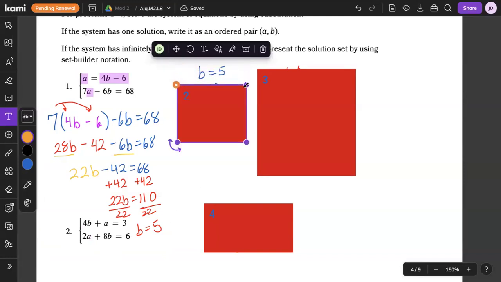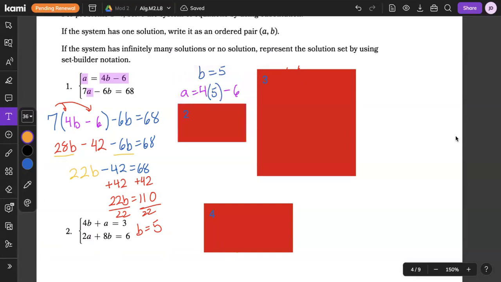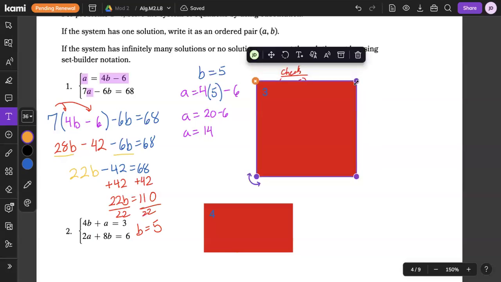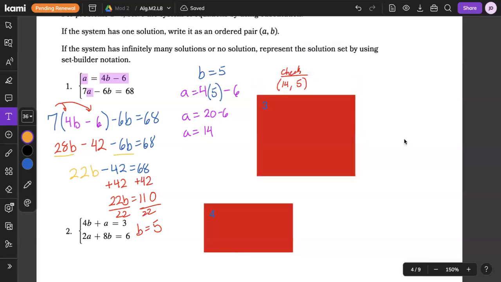So I did that with our first equation. If b equals 5, we plug that in, we get a equals 4 times 5 minus 6. Order of operations working through that, you eventually get a equals 14. So that would imply to us that our solution would be 14, 5, because they want it in order A, B. Just like we did before, we're going to check it.